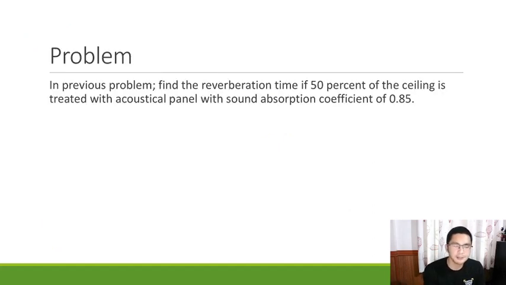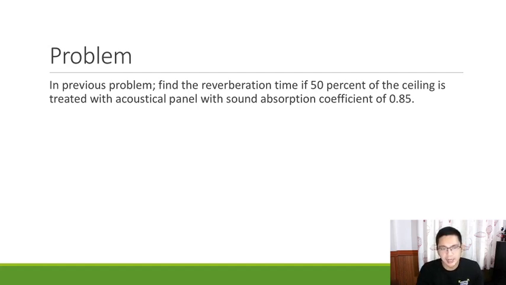Now, in the previous problem daw, find the reverberation time if 50% of the ceiling is treated with acoustical panel with sound absorption coefficient of 0.85. So, dito na pumapasok yung tinatawag natin na pag-treat ng mga rooms. Halimbawa, yung Valencia Hall, as I've mentioned earlier, yung mga cortina, yung acoustical panel sa baba ng bleachers, tapos yung mga tela sa taas, wala yun before.